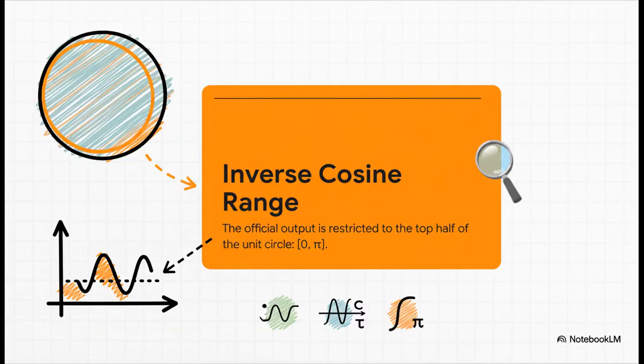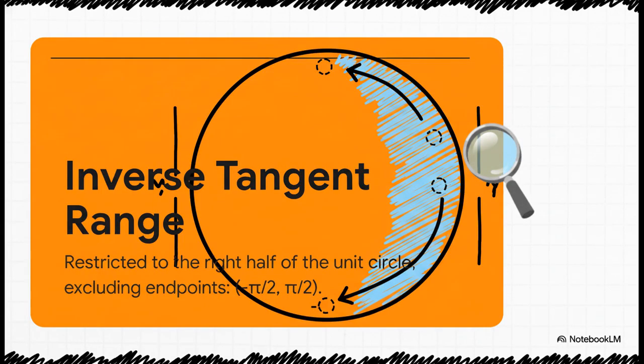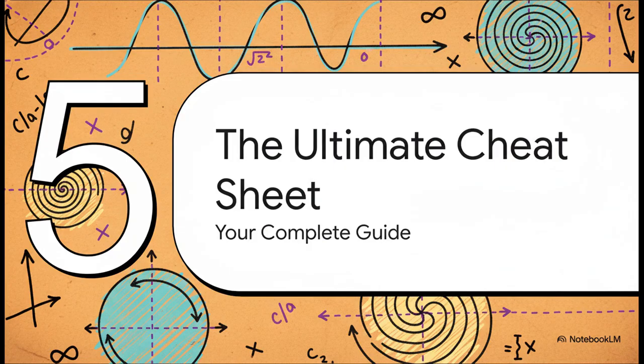For inverse cosine, or arc cos, they picked a different slice. This time, it's the top half of the unit circle. So when you ask for an inverse cosine, the answer you get will always be an angle between 0 and 180 degrees, or 0 and pi. And for inverse tangent, arctan, we're back to the right side of the circle, just like with arcsine. But there's a tiny, crucial difference. Notice the parentheses instead of brackets. That's because we have to exclude -90 and +90 degrees themselves, since the original tangent function was undefined at those exact spots.